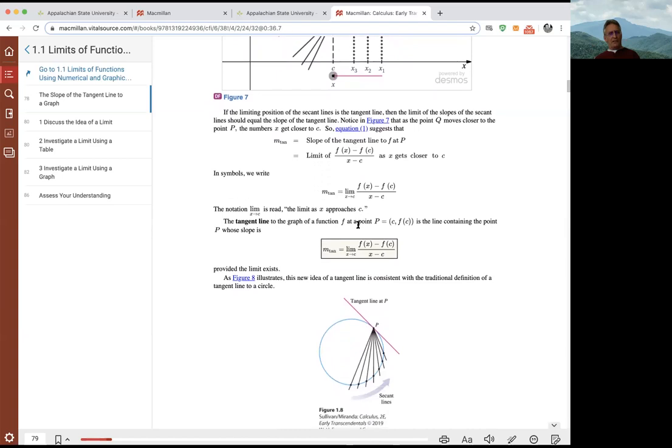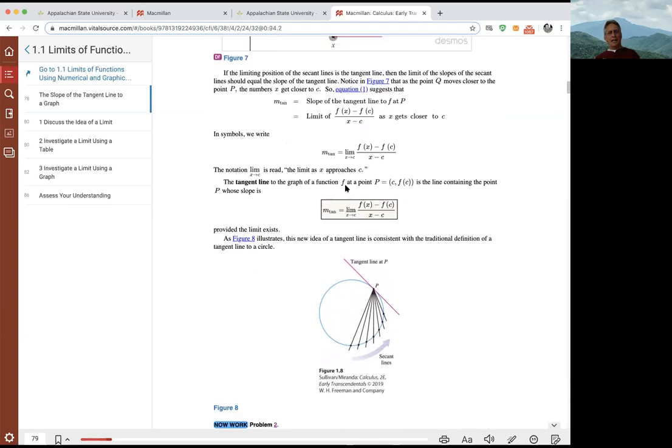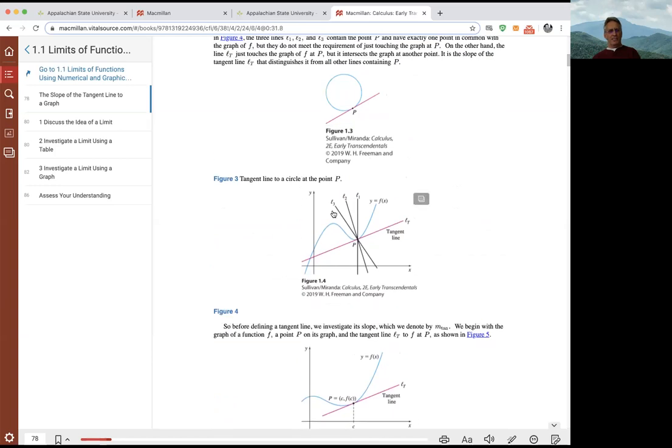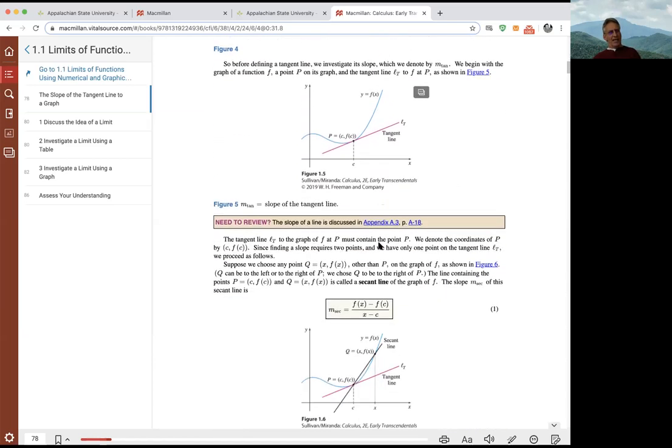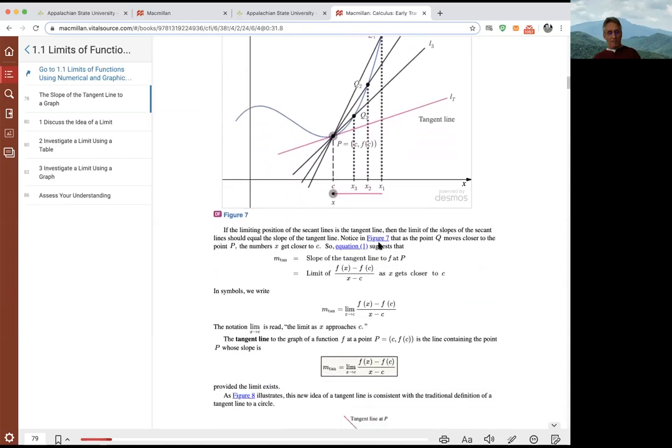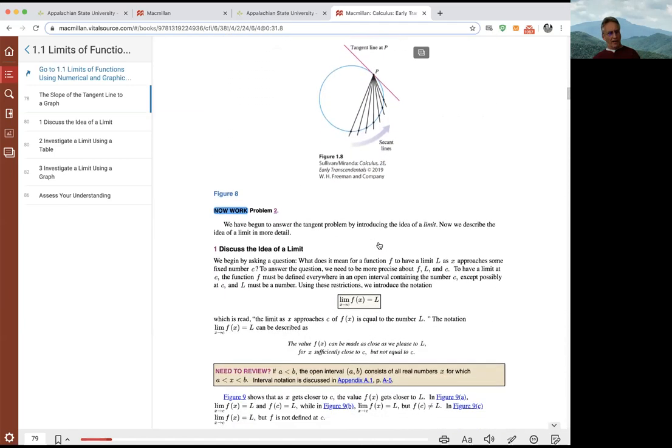And the idea is this: look what it says here. The tangent line to the graph of a function at the point c, f of c is the line containing the point P whose slope is equal to the limit as x approaches c. So notice that it's getting closer and closer. In that early diagram of all these different lines going through, this one doesn't meet that criteria. It's got to get closer and closer to this tangent line. And so the limit as x approaches c of that, that's the idea of what we're finding.